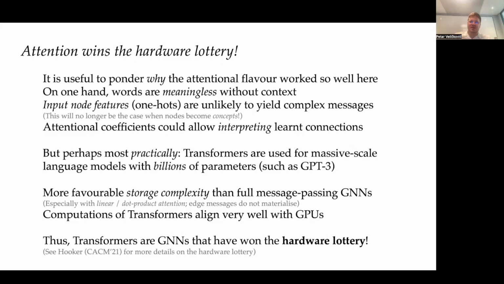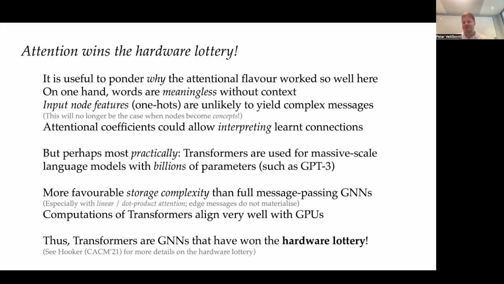This will no longer be the case when nodes become something more tricky, like full concepts. But as long as they are words, then basically taking weighted combinations of words might be the best that we can do to model semantics. So attentional coefficients then allow us to also interpret these learned connections and how a word's representation is built in context with other words.